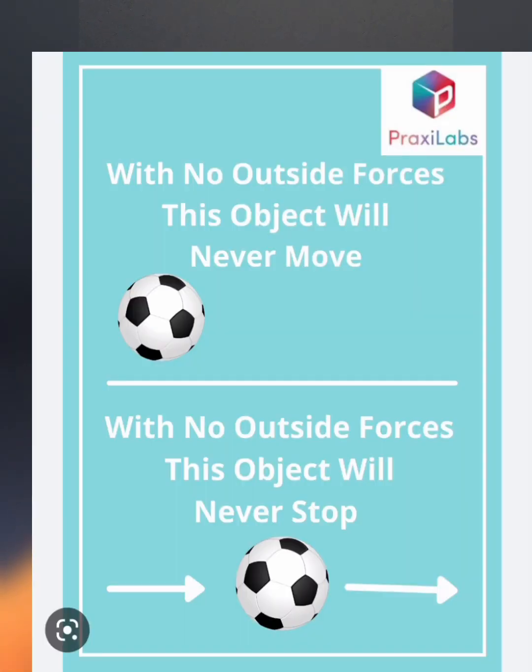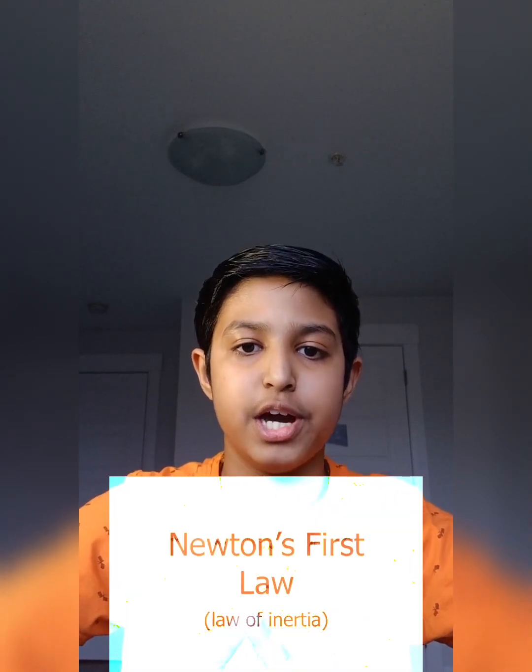So Newton's first law of motion, in definition, is that an object at rest will always remain at rest. An object in motion at a constant speed will keep going in a straight line until it is acted upon by another force. This first law of motion is also called the law of inertia.